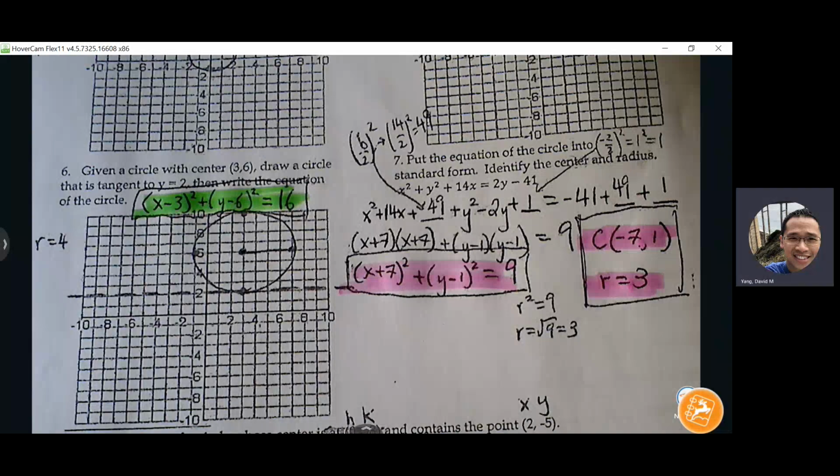Okay, number 6, you're going to have to find the distance from the center of the circle to the point of tangency. That's going to be your radius. And then for 7, you're going to have to complete the square, both for the x and the y.